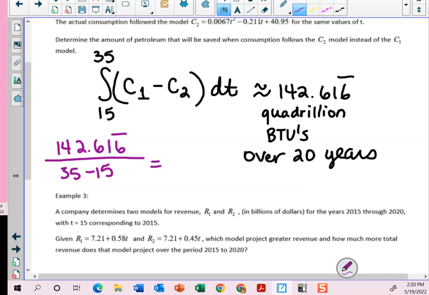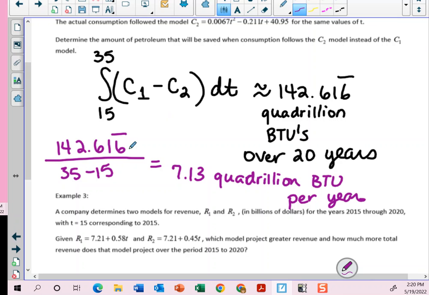0.2616 divided by 20. There you go. So we're looking at about 7.13 quadrillion BTUs per year.